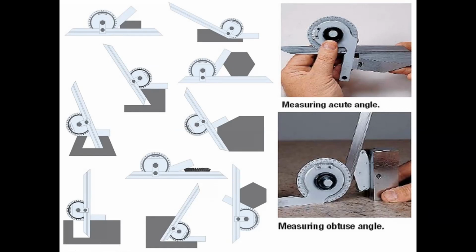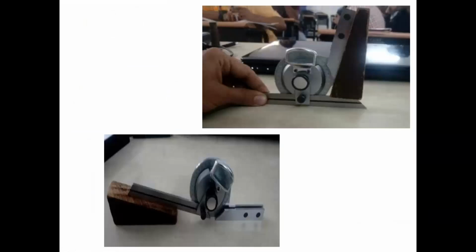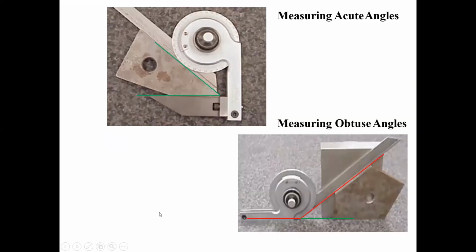This is the case of angle measurement. You have to keep the work part like this. In this case, the base plate is simply placed on the surface plate, and the other moving blade surface is placed on the work part to be measured. You can measure the angle like this, right?